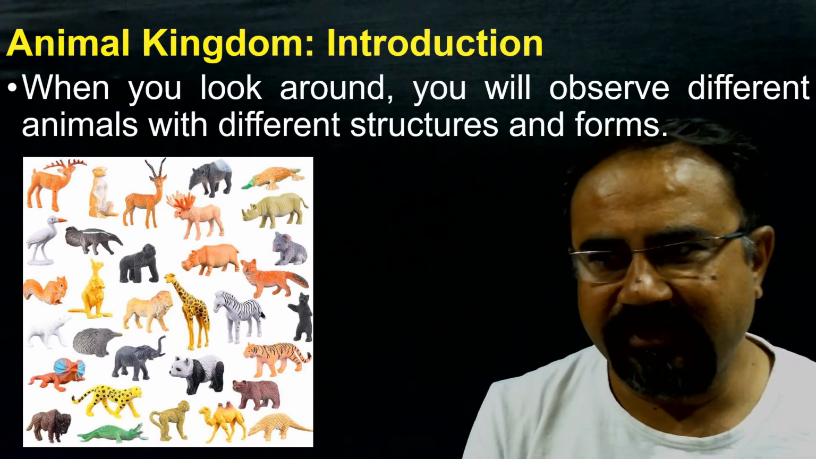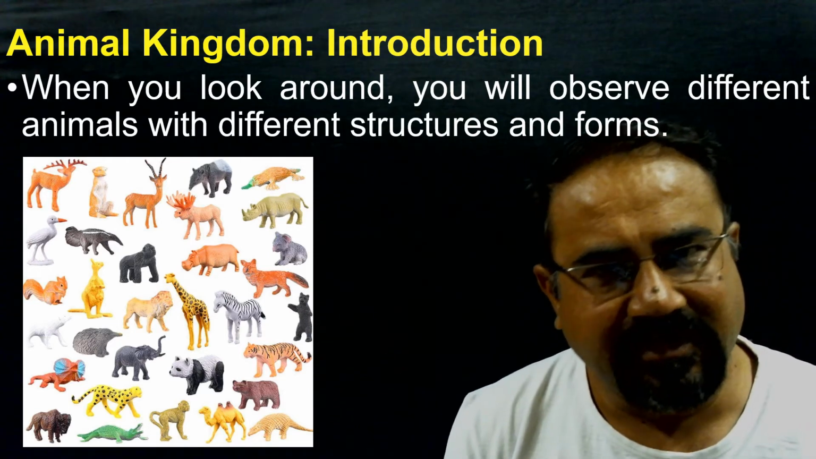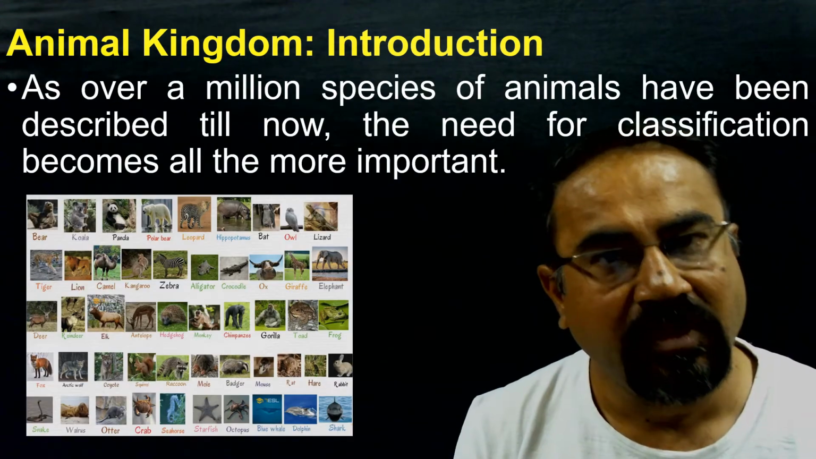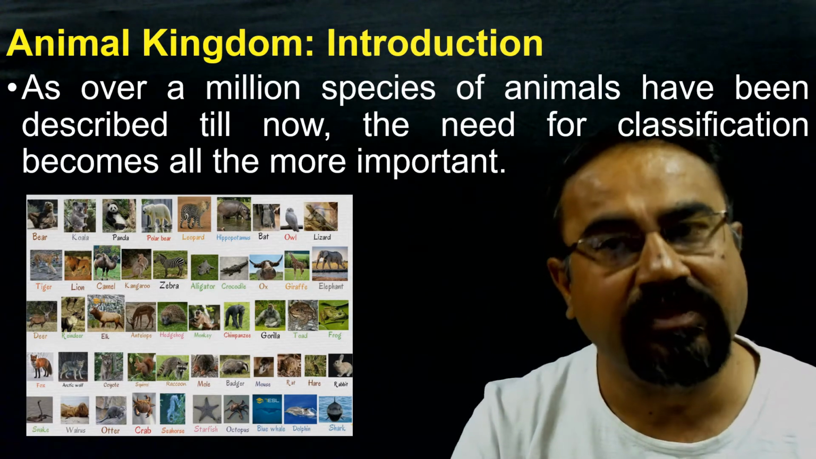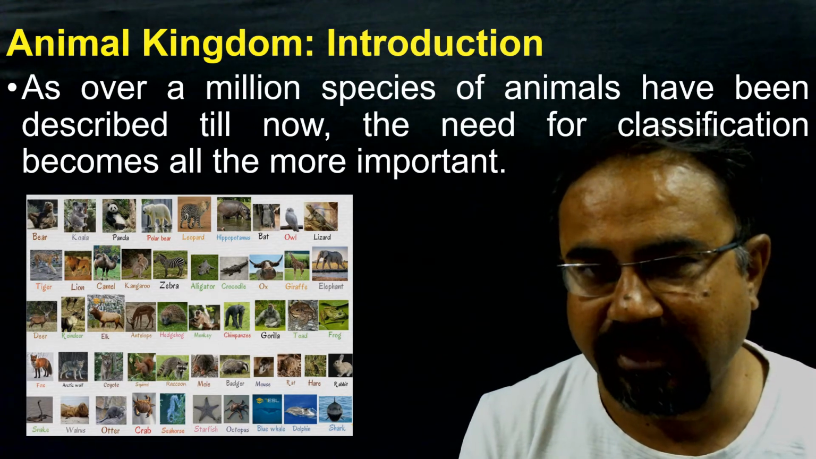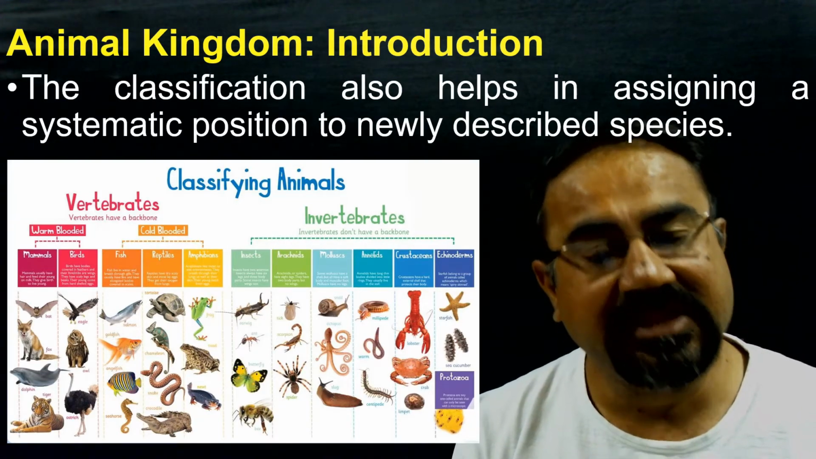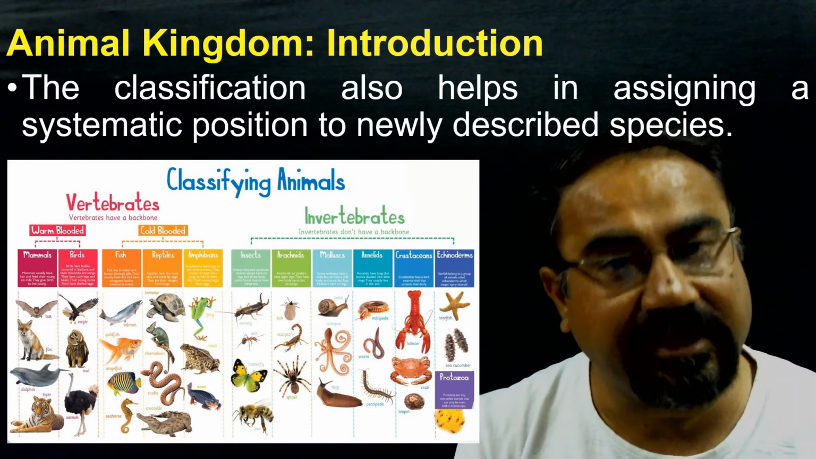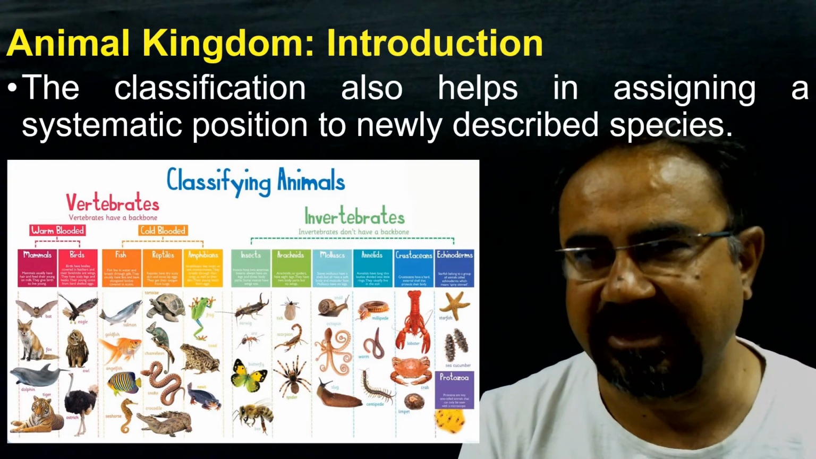Here, let me begin with the introduction. When you go through the entire world and observe the different animals, you will find different structures and different forms. There are millions of species that have been described till now, and that's why we need classification. Classification becomes more important when you have a huge number of species on the earth. It also helps in assigning a systematic position to newly described species, and that's why classification becomes very important and essential.